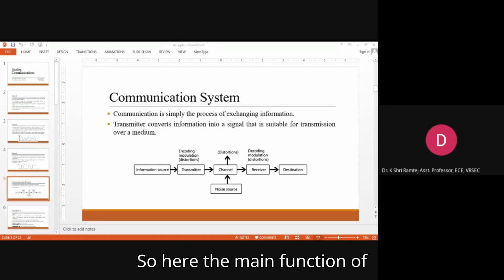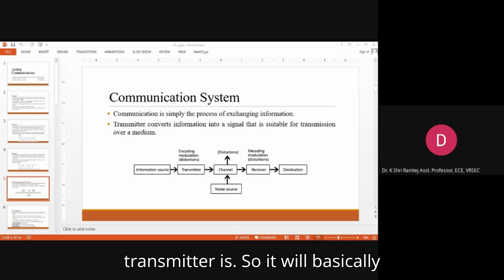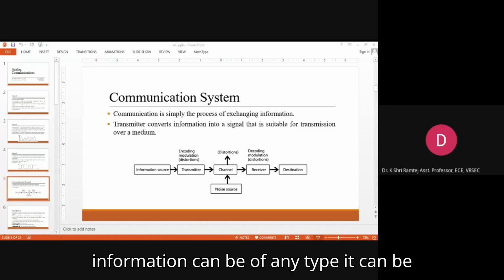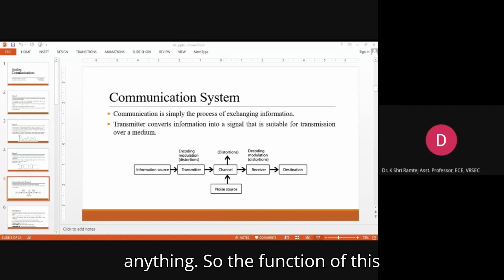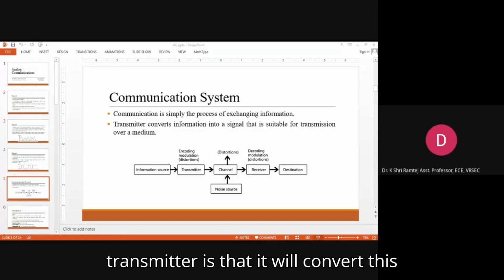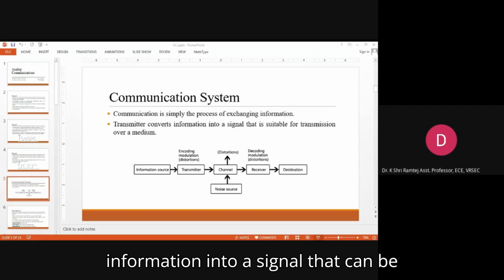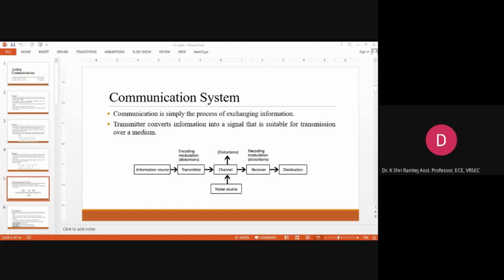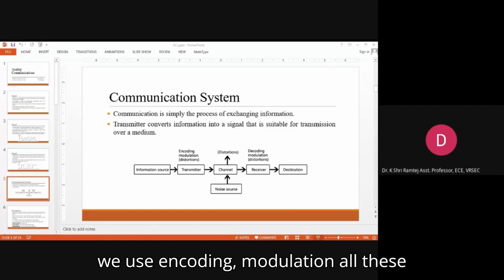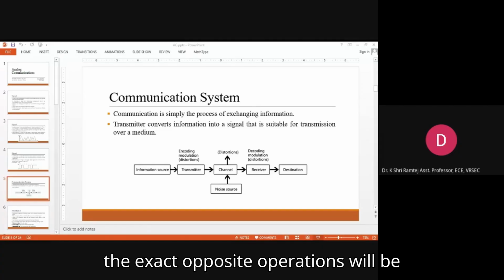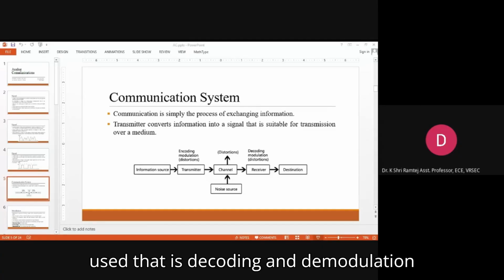So here the main function of the transmitter is that it will convert this information source into a signal which is suitable to transmit over the channel. This information can be of any type. It can be an audio signal or image signal or anything. So the transmitter will convert this information into a signal that can be easily transmitted over the channel. At the transmitter side, we use encoding, modulation, all these processes. And at the receiver side, the exact opposite operations will be used, that is decoding and demodulation operations.